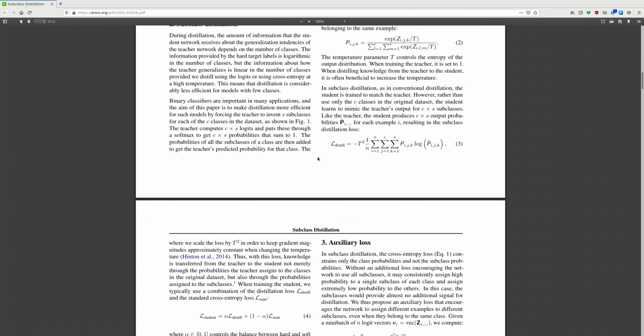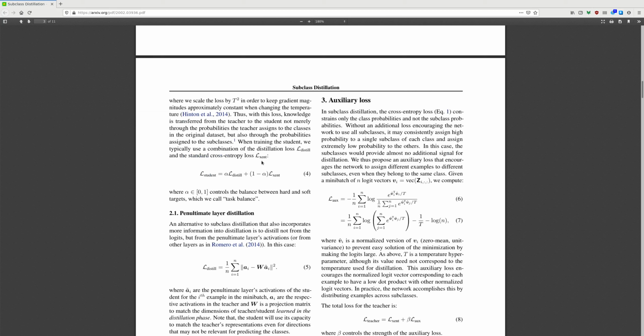And yeah, of course, here we have, in short, the average over all examples, over all classes, over all of their subclasses, and then we have the probability times the log probability of the student, where we scale the loss by temperature to the power of 2 in order to keep the gradient magnitudes approximately constant when changing the temperature, Hinton 2014.